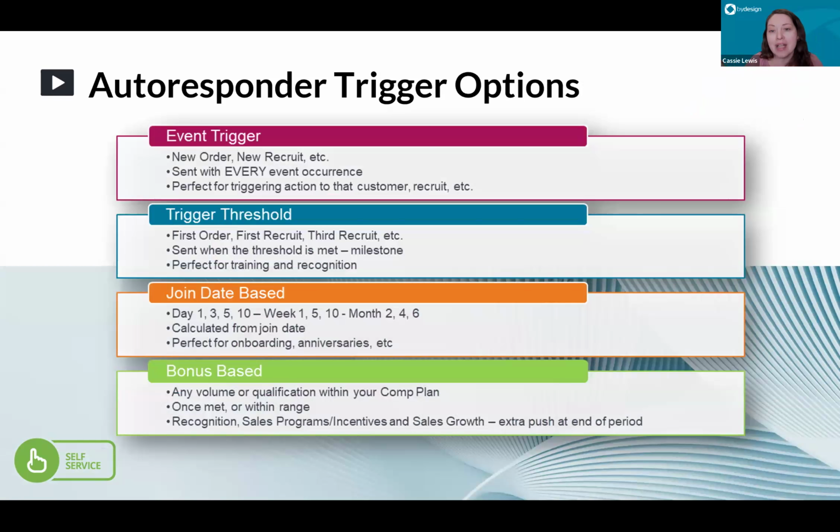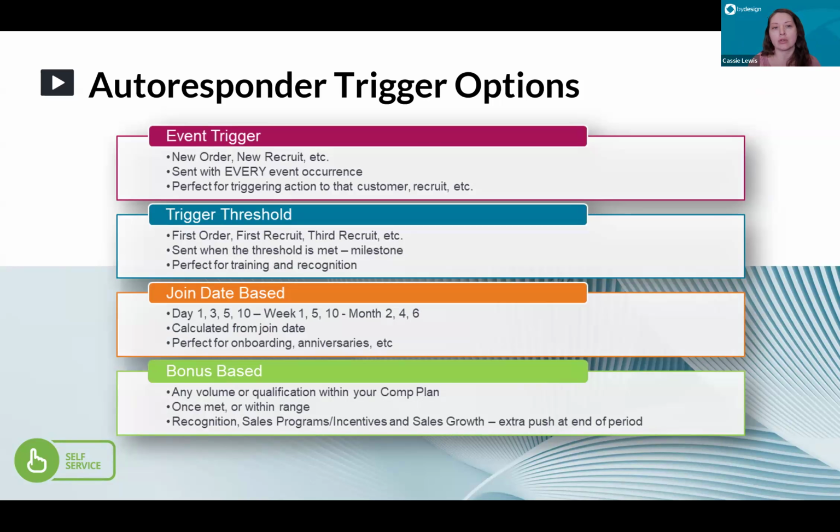Okay, so I like to think about our triggers in 4 basic categories. The first one being event triggers. So this is going to be anytime there's an event, the autoresponder goes out. So think very operational. When a customer places an order, when I've got a new recruit on my team. The key here is that this is going to be sent with every occurrence. So every new order that comes in would trigger the autoresponder, every new recruit.